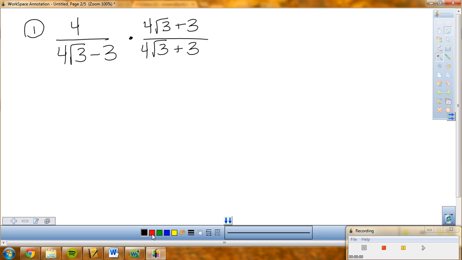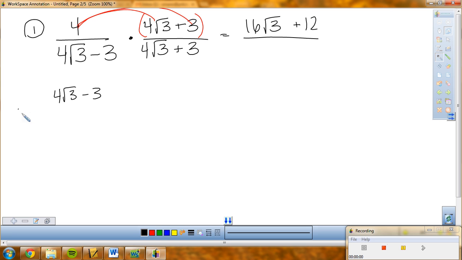So on the top of my fraction, this is going to become distribution, so I'm going to distribute my 4 to both parts. So I'm going to have 4 times 4 on the outside, giving me 16 root 3, and 4 times 3 on the outside, giving me a 12 with no root, over, and now my denominator is going to require a little bit more work because I do have a binomial times a binomial. So 4 root 3 minus 3 and 4 root 3 plus 3.